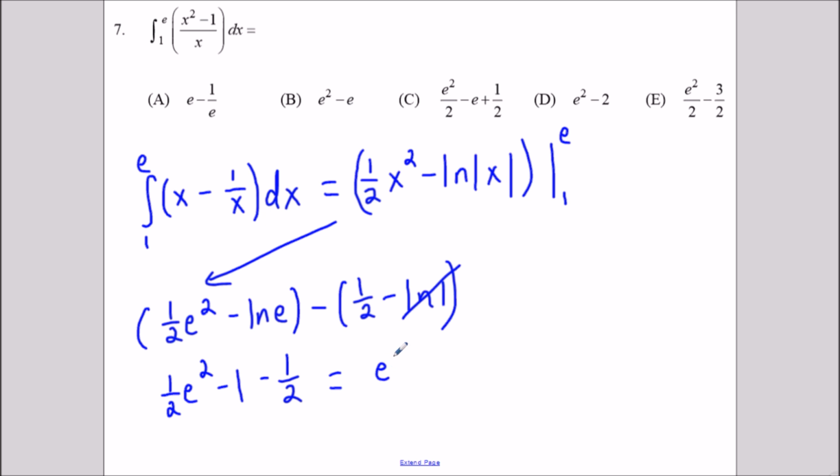Which, if we match this to an answer choice, the first term could be called e squared over 2. And then if we call this 2 over 2, minus 2 over 2 minus 1 over 2 is minus 3 over 2, which matches choice E.